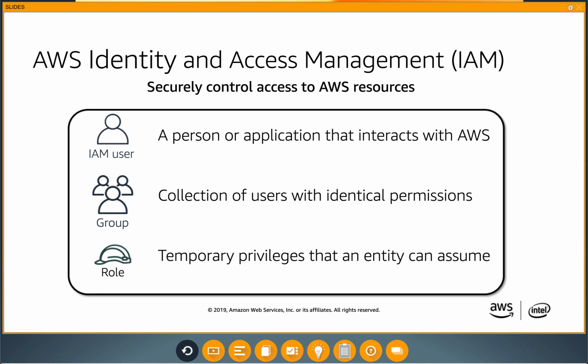IAM roles are unique in that they provide temporary credentials that can be used to access AWS resources. The IAM role can be assumed by IAM users and AWS services such as EC2 or Lambda. This means we do not need to hard code our credentials inside our application code or on the EC2 instance itself. IAM roles can also be used by other AWS accounts for cross-account access and federated identities to allow existing identities from our corporate Active Directory to access AWS resources.